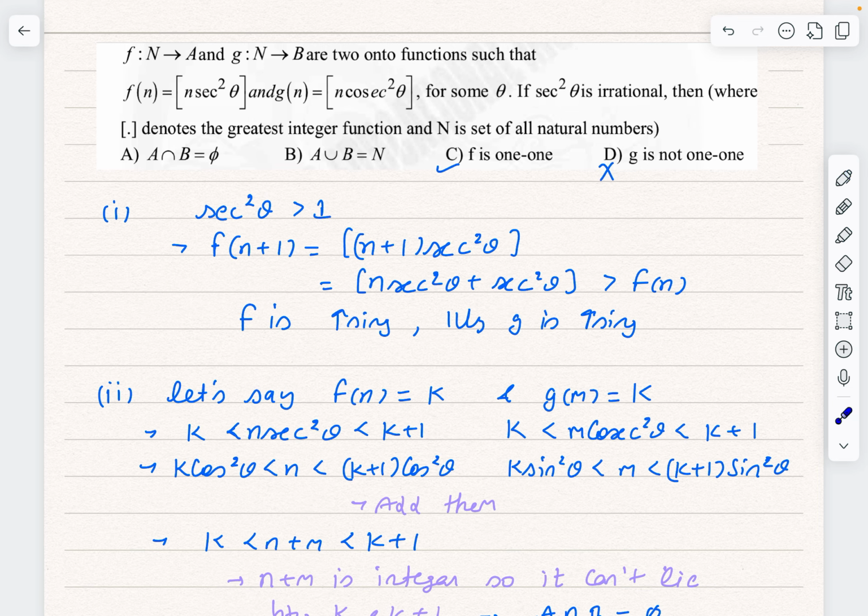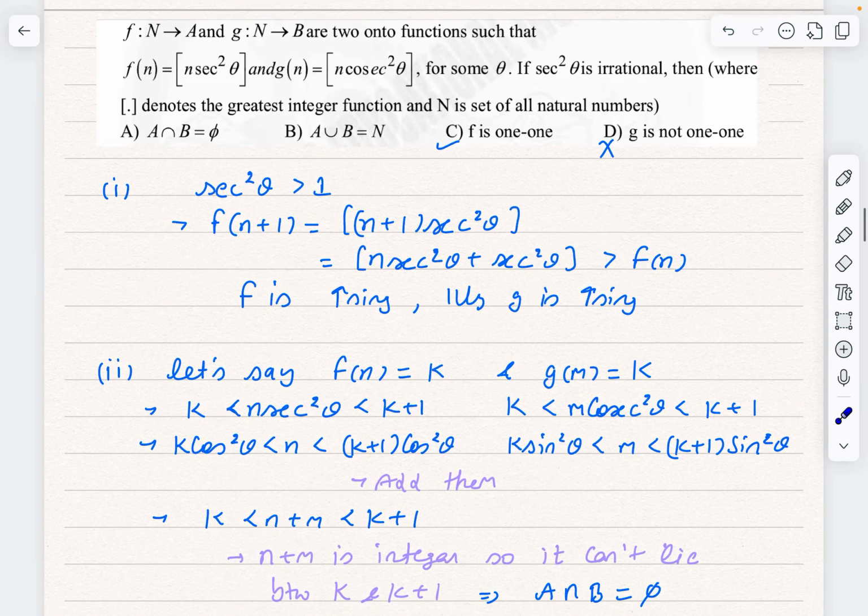Now, let us check option A, saying A intersection B is empty. So there is nothing common in A and B. Let us see how we can prove this thing. f(n), let us say, is k, and g(m) is, let us say, equal to k. So we see that there is a number k which is in the range of both the functions. f(n) is k and g(m) is k.